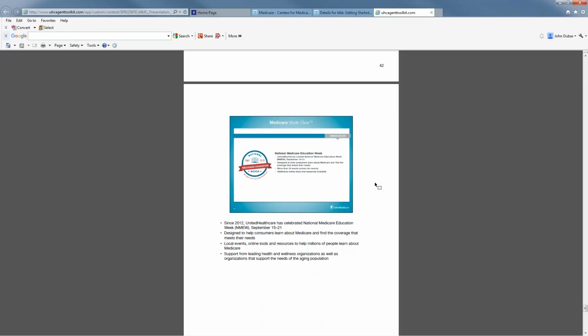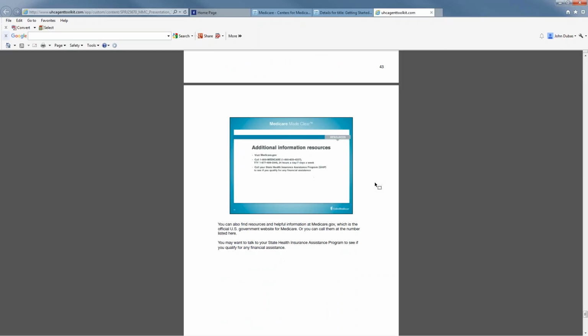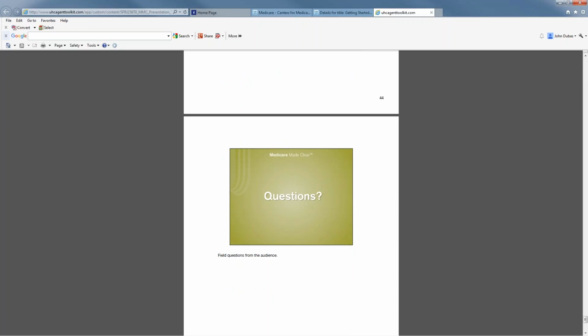United Healthcare also stages a Medicare Education Week each year in September from the 15th to the 21st, and this is a great way to help educate yourself on different programs regarding Medicare as well. And then, of course, there's a ton of resources on Medicare.gov, which is the official United States government website for Medicare, or you can call them at the 1-800-Medicare number. There are also SHIP programs or SHAP programs, state health insurance assistance programs, that might help an individual see if they qualify for financial assistance as well.